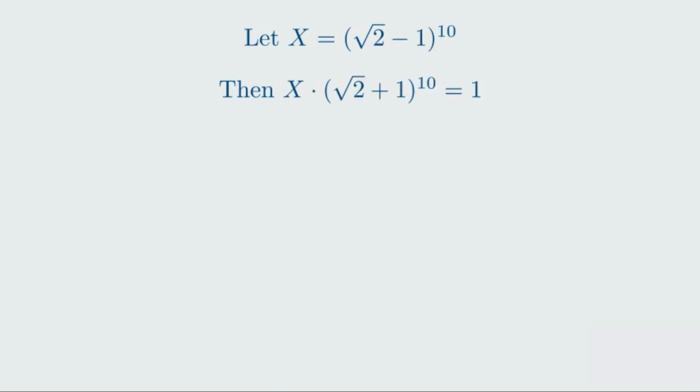We found that the expression we're looking for, let's call it x, times its conjugate raised to the same power equals 1. This means that our expression x, which is square root of 2 minus 1 to the 10th, is equal to the reciprocal of its conjugate, square root of 2 plus 1 to the 10th. In other words, the two expressions are multiplicative inverses. We can now use this relationship to find the value of square root of 2 minus 1 to the 10th.